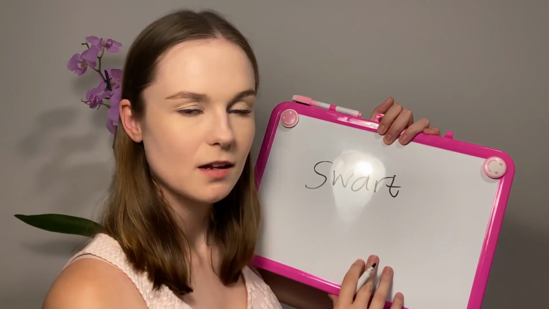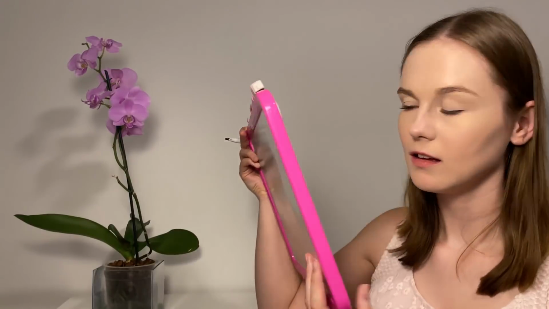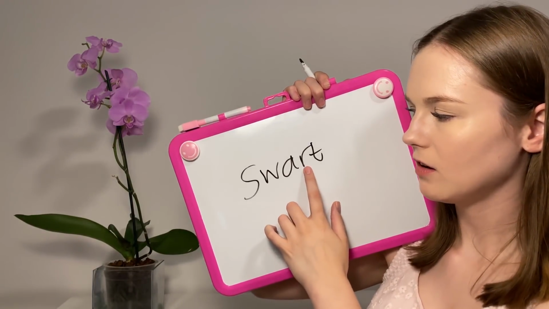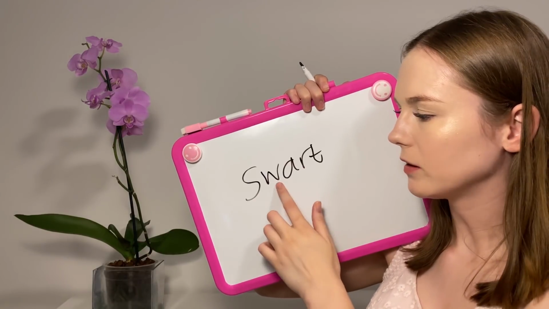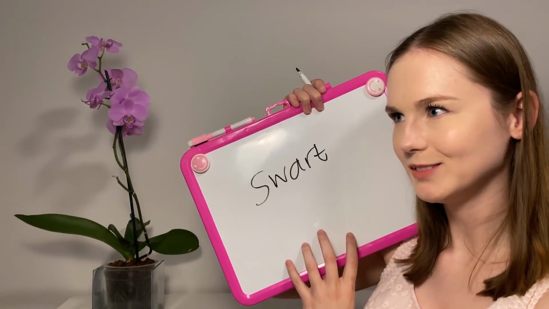Okay, and then the last thing we're going to do today is some colors. So let's start with black. So black is swart. So it's just got that R sound there. And because the W is next to the S, it's a W sound. Swart.